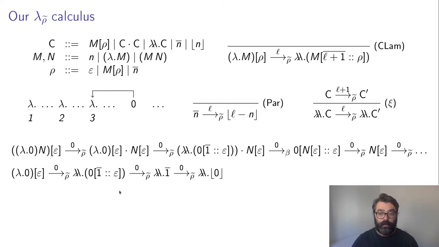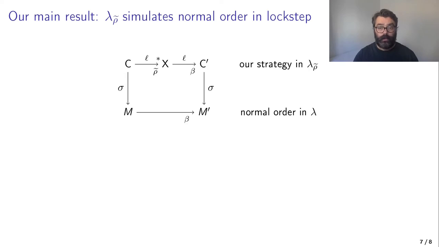Notice that the input term was already a normal form, and that reduction has only performed administrative steps which amount to flattening the explicit substitution in the closure into a term. Our main result is a one-to-one correspondence between the non-administrative steps in our calculus and the steps of normal order in lambda.